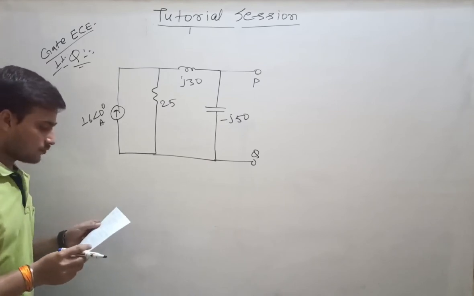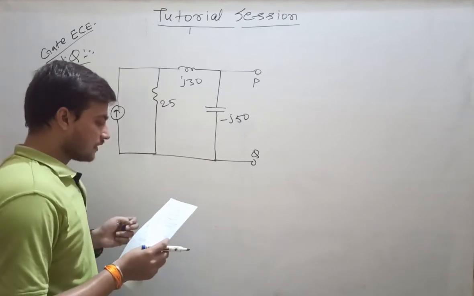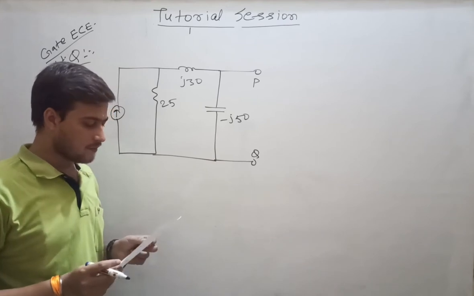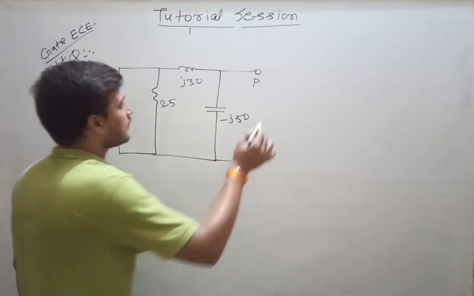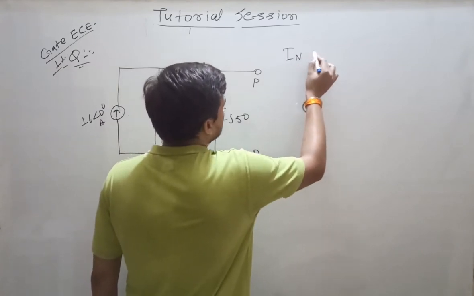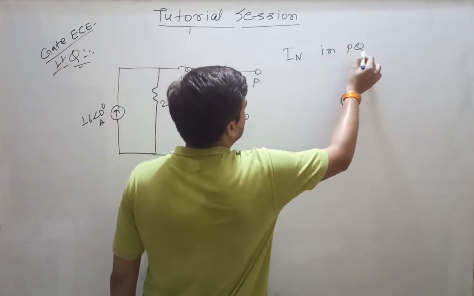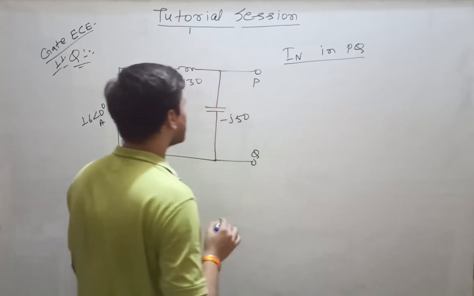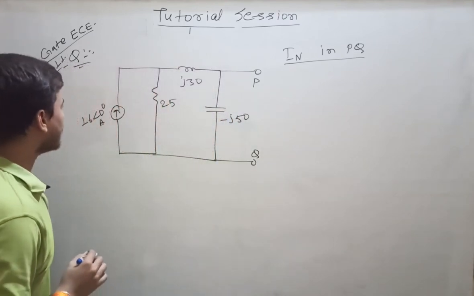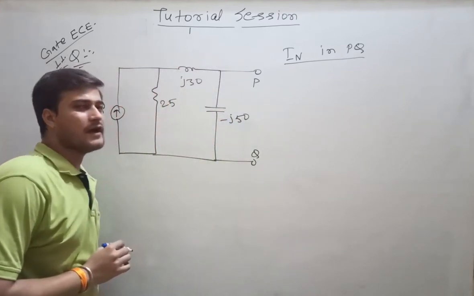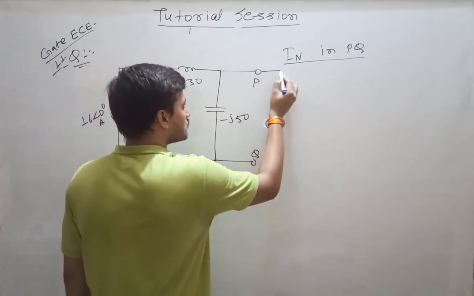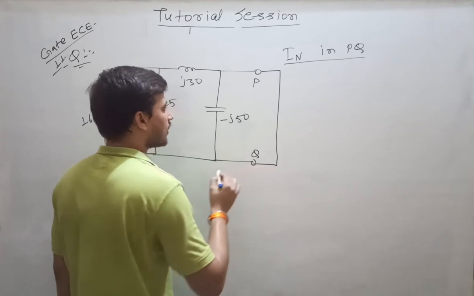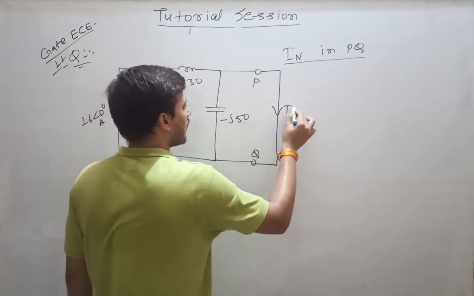What you have to do? You have to find Norton's equivalent current in ampere with respect to terminals P and Q. You have to find IN. So let us see how to find current IN. To find Norton's current, you will have to short circuit the load terminal. This current will be IN.